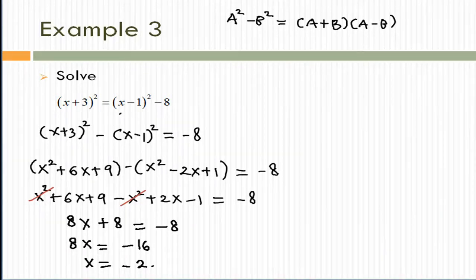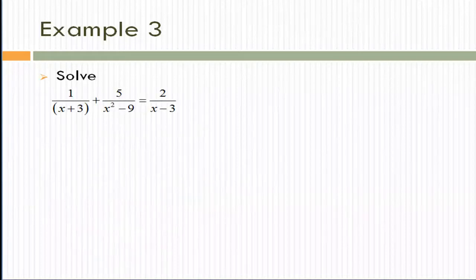Let's continue with the next problem, still in example 3. Okay, we have the following equation and we want to solve it for x. Usually we don't like to work with fractions, so we want to get rid of these denominators. To get rid of all these denominators, we can multiply by a common multiple of all these denominators.